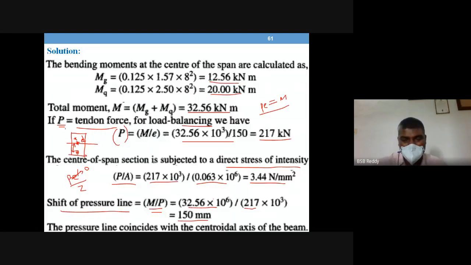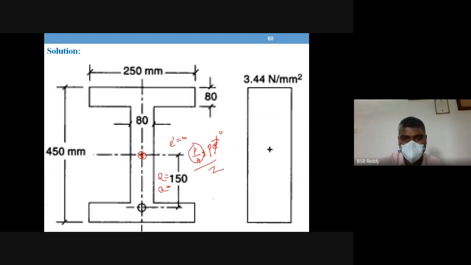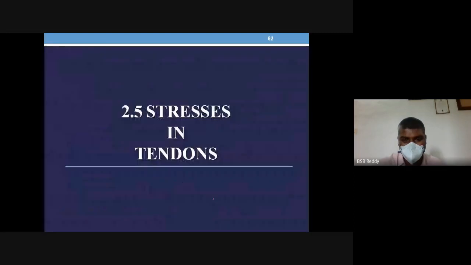So this is how the load balancing concept will work, and there are different examples. From the next session onwards, we will be talking about the stresses in tendons.